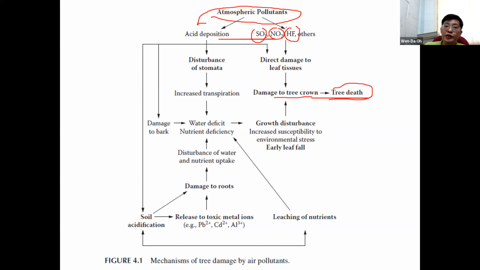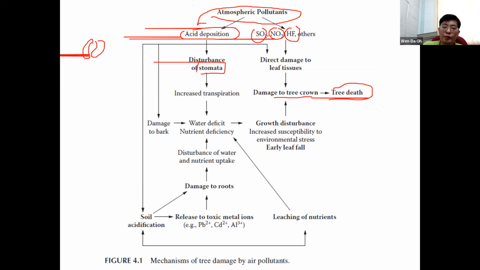On the other hand, if you have atmospheric pollutant in the form of acid, acid deposition, when it is in contact with the leaf, it can actually disturb the stoma. Stoma is actually one cell. If we have multiple cells, we call it stomata. Because of the disturbance, you can increase transpiration, which means water can move out from the leaf easier. Transpiration is the movement of water in the plant, from the roots to the leaves, right?